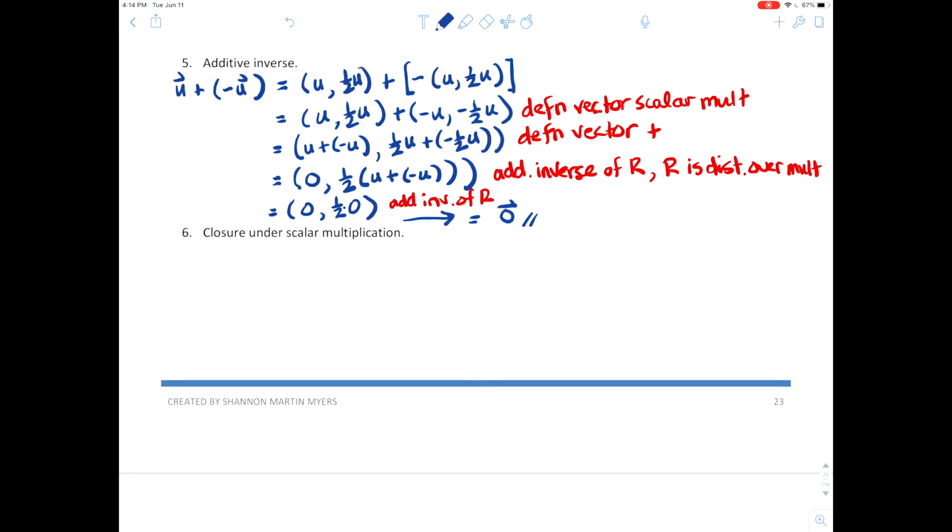Cool? Okay, let's get started with the multiplication stuff. Closure under scalar multiplication for our set S. So we use our scalar c times u. That's going to equal c times u, comma, 1/2 of u. Well, now we need to do what? Beautiful. Use the definition of vector scalar multiplication to bring the c in.